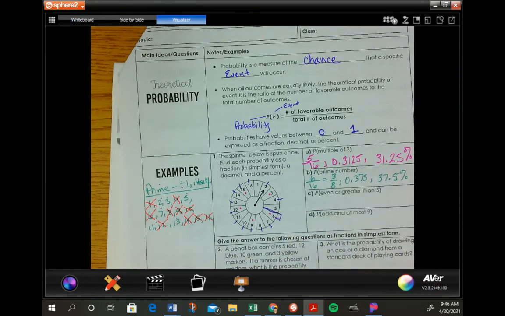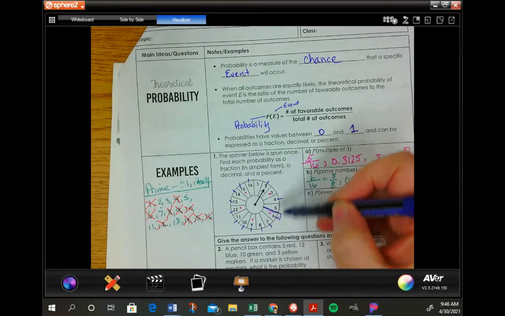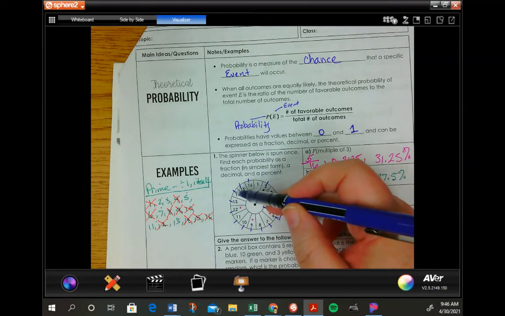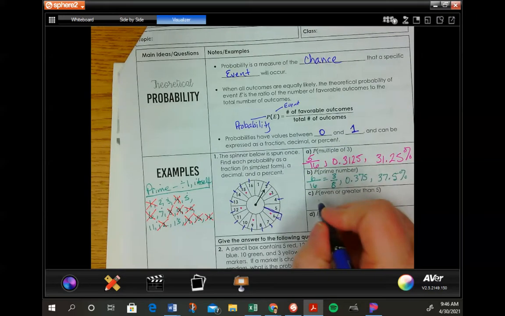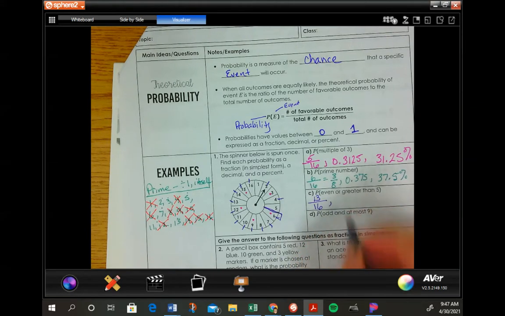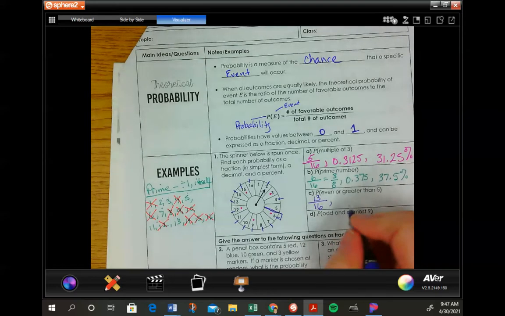How many have we added? Look at all the little purple marks. 1, 2, 3, 4, 5, 6, 7, 8, 9, 10, 11, 12, 13. We have 13 possible out of a total of 16. And that is reduced. So we go to our next thing, our decimal, put it in the calculator.